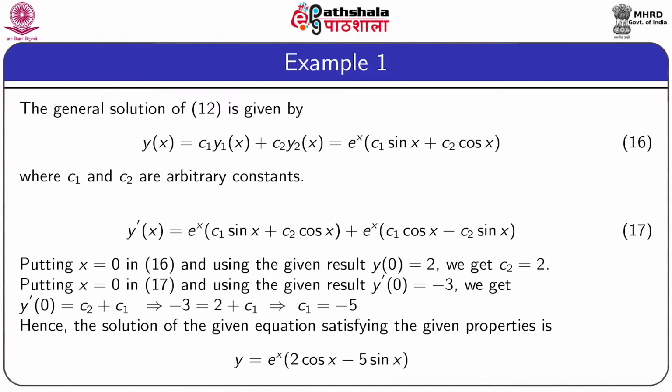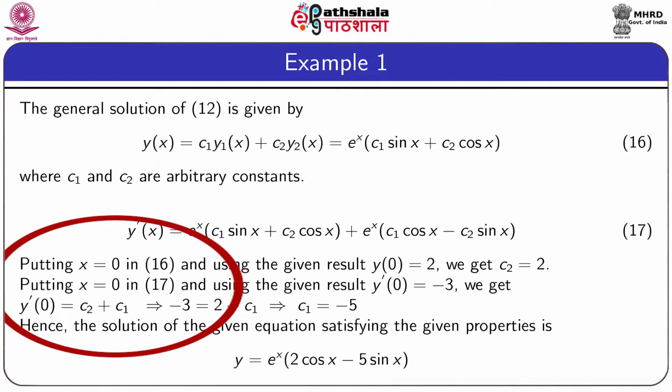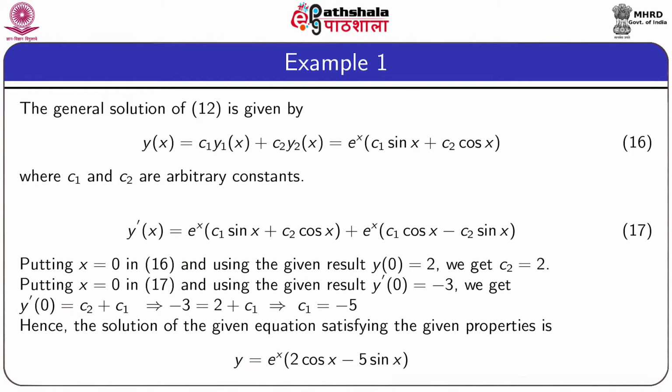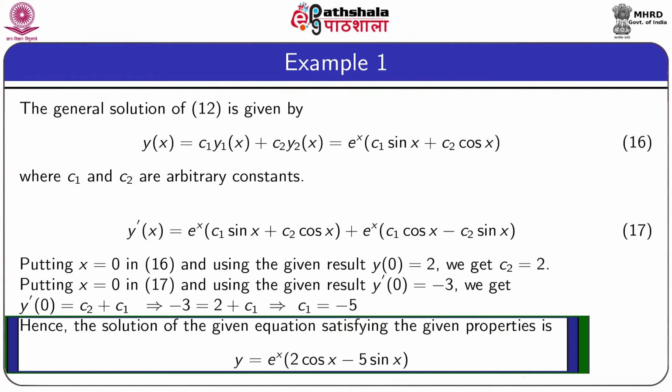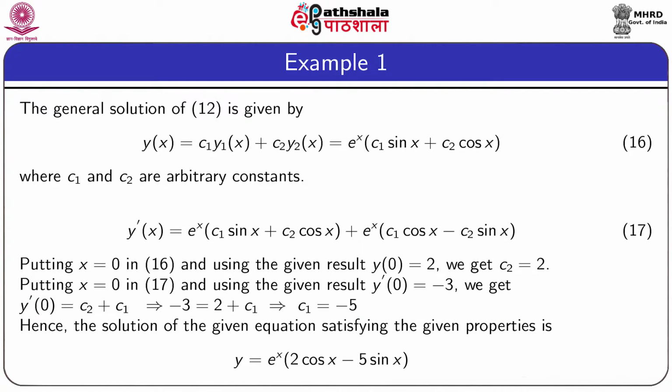The given conditions are y(0) equal to 2 and y dash(0) equal to minus 3. So, we put x equal to 0 in 16 and we obtain the constant value c2 equal to 2, and we put x equal to 0 in 17 and we obtain the constant value c1 is equal to minus 5. Hence, the solution of the given differential equation satisfying the initial conditions y(0) equal to 2 and y dash(0) equal to minus 3 is given by y equal to e to the power x multiplied by (2 cos x minus 5 sin x).